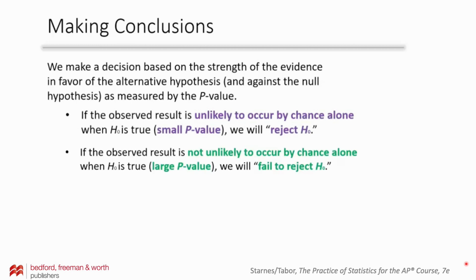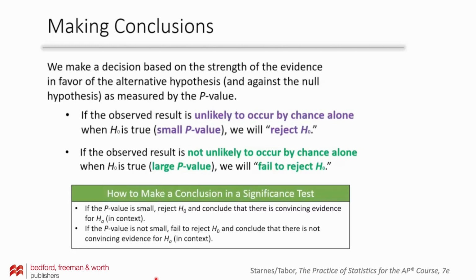So if the observed result is not unlikely to occur by chance alone when the null is true, in other words, a large p-value, we're going to state that we fail to reject the null. Failing to reject the null hypothesis does not mean that you accept it, and we'll talk about that in a minute, okay? So we're not accepting it, we're just not rejecting it.